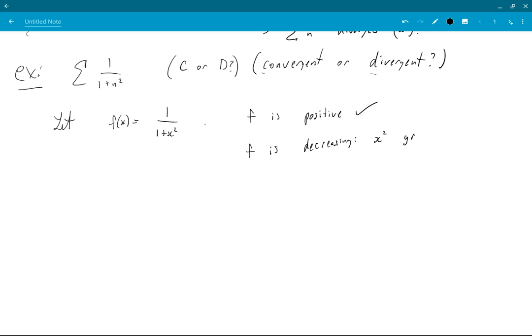Well, I can just say x squared grows as x grows. Therefore, 1 over 1 plus x squared is decreasing. That's fairly obvious. What else? It has to be continuous. F is continuous. Yes, it's a rational function, right? Rational function, and there is no asymptote.